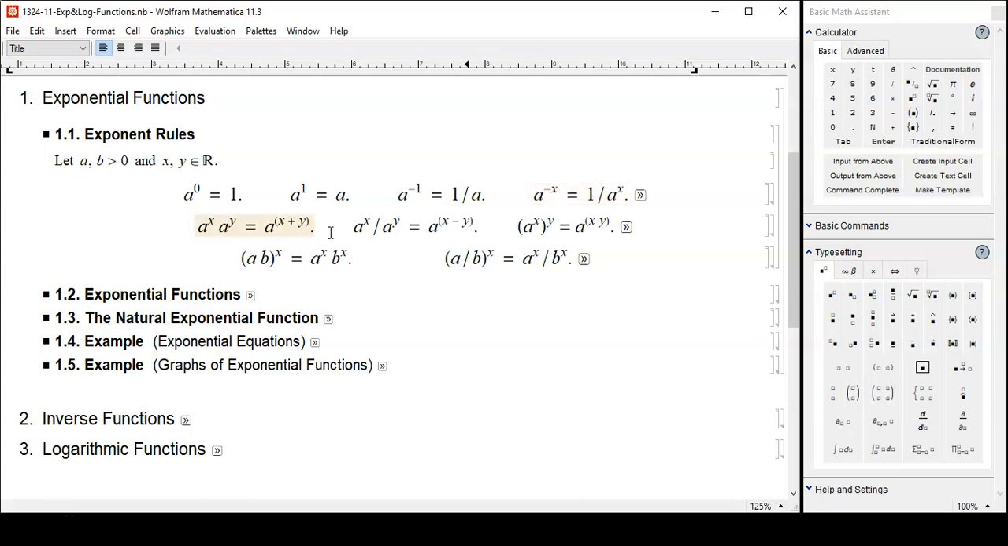Remember all those? Now let's go to the second line. A to the x power times a to the y power, we just add up the powers. A to the x power divided by a to the y power, we subtract the powers. Please remember the parallel. Multiplication, take the inverse, we have division. Addition of powers, take the inverse, we have subtraction of powers. So this and that are just inverse relations. Third rule, a to the x power to the y power is a to the xy power. We just multiply the powers.